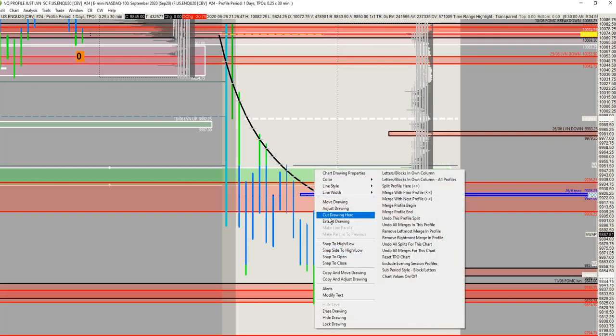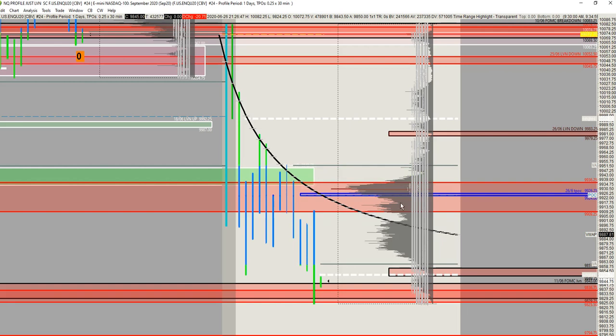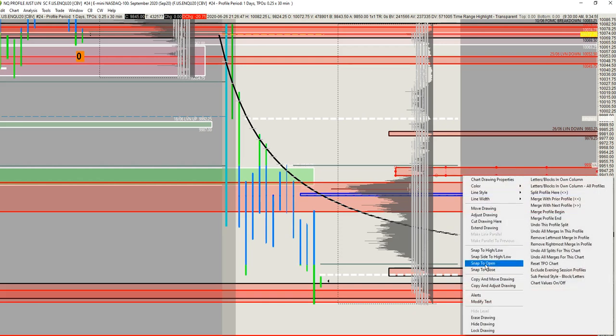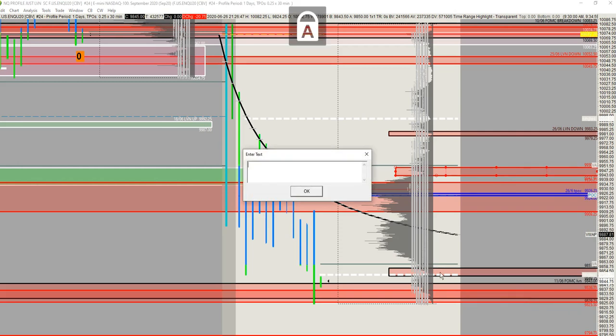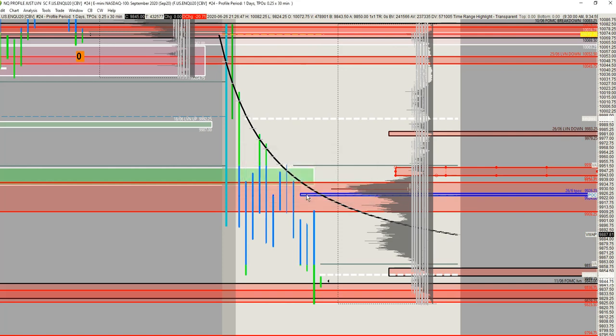Just gonna cut this off here because I don't need that. I believe, honestly, that the market rejected this low volume node. For me, this is really important. Okay, I'm gonna put it here. LVN, important, 26.6. Rejected. So we rejected that.